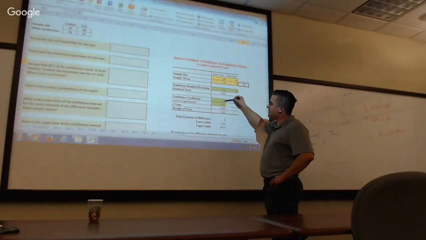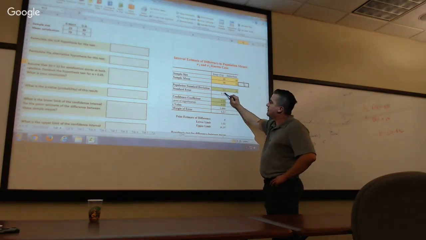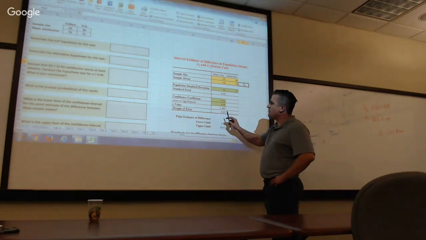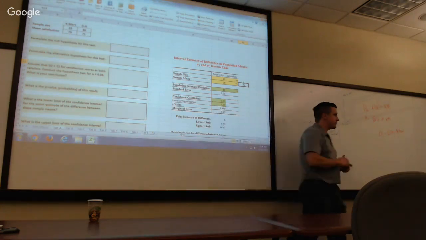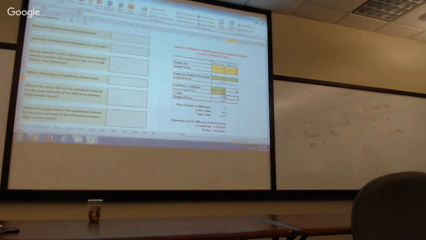Then we can change here our level of significance, our alpha value. We can change this value, either one. We're given our standard error, we're given our z value. This is going to be our z critical value based off our alpha value. And we're given a margin of error. Then we have a point estimate difference between the two populations. We have an upper limit and a lower limit.